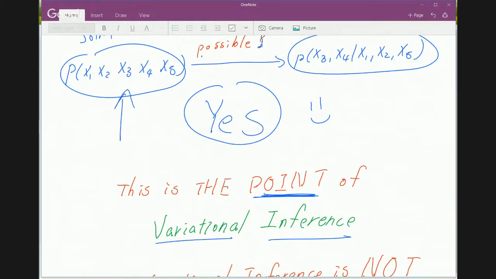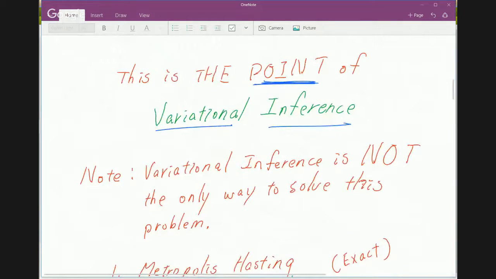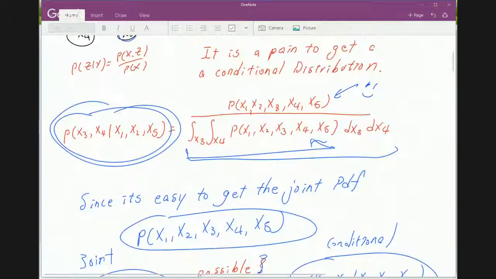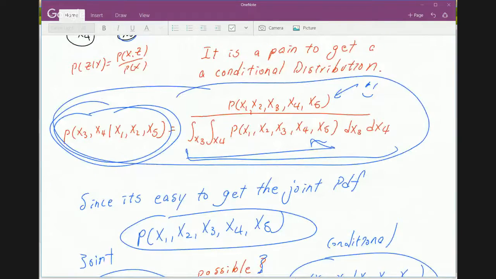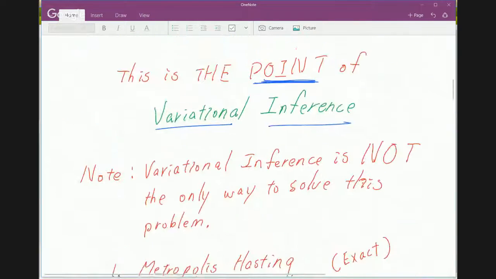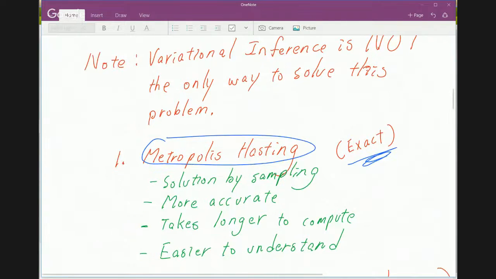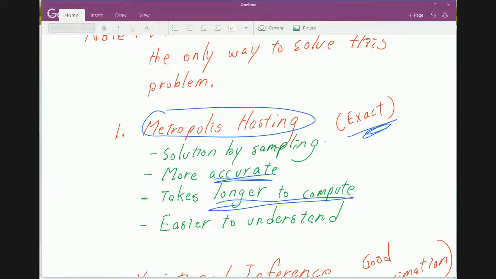Now, variational inference is not the only way to solve this problem. To solve the problem I just explained to you, there are many other ways, such as Metropolis-Hastings. That's another way to solve the exact same problem. And the answer you get is exact, so you get a very good answer. It's a type of solution by sampling. So you sample, and when you sample enough, it gives you the answer. It is more accurate, but it takes quite a while to get the answer. And it's easy to understand.